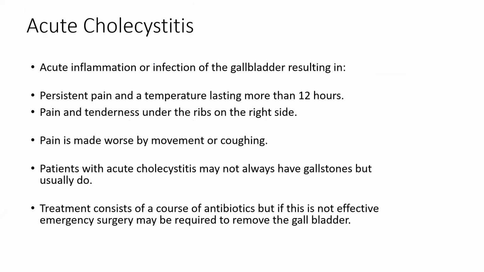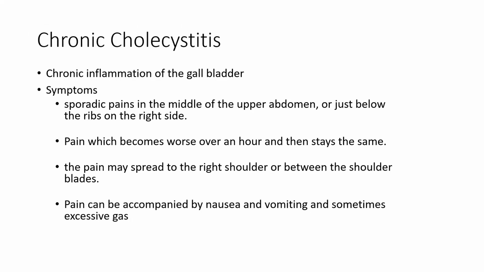So we have acute cholecystitis and we have chronic cholecystitis. Acute cholecystitis is often treated very well with antibiotics because it's an infection of the bile duct caused by irritation from the gallstones. It usually clears up with antibiotics, but it may require surgery to get rid of the gallbladder. Chronic cholecystitis gives you the classic pain in the right-hand side with nausea, vomiting, and gas. The entire gallbladder is inflamed. It's a chronic condition, and again, that requires surgery to remove the gallbladder.